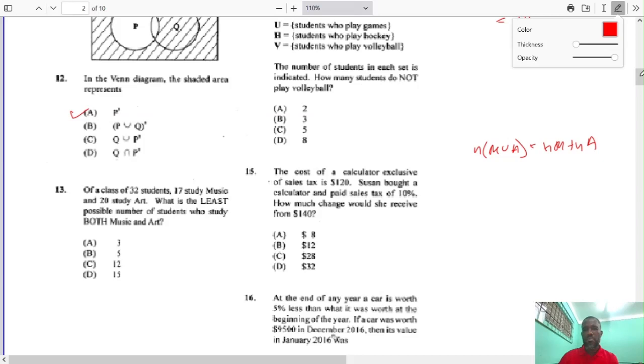So therefore this becomes 32 equal to 37 minus X. So therefore X is equal to 37 minus 32, and that is going to be equal to 5. So the least number of students that are able to do both subjects is 5. So the answer there is 5.